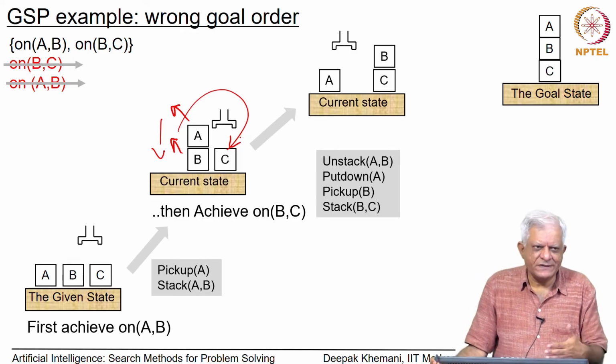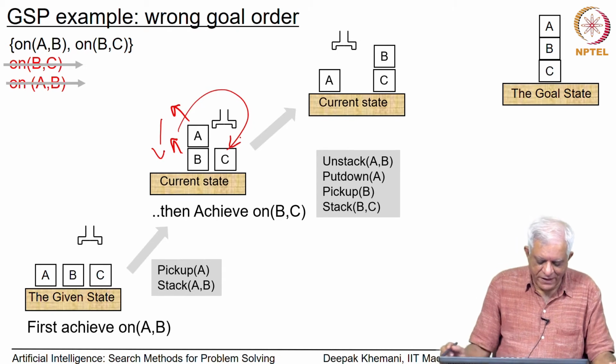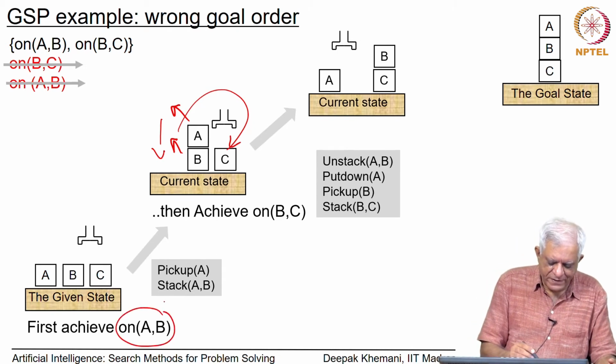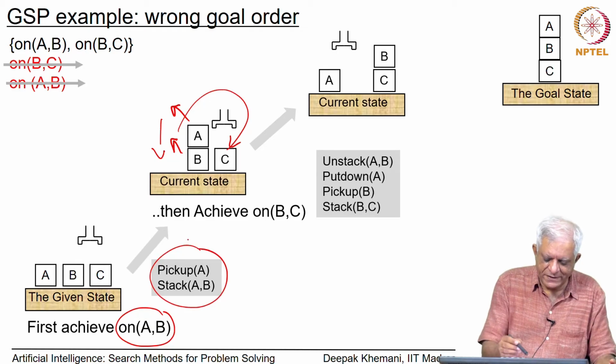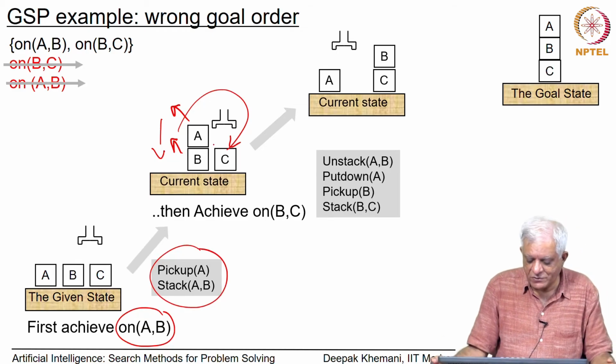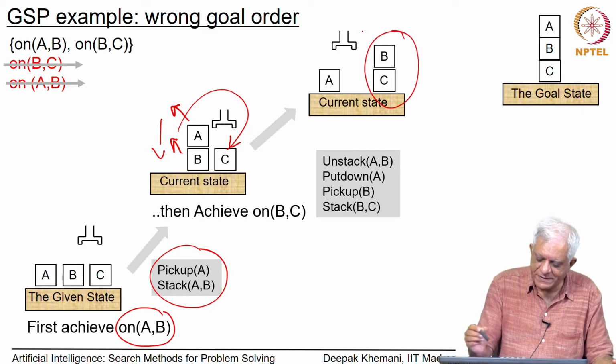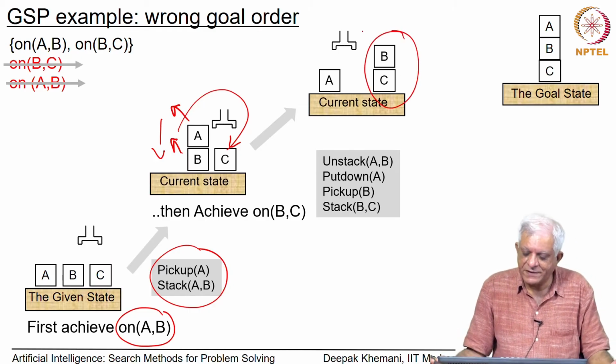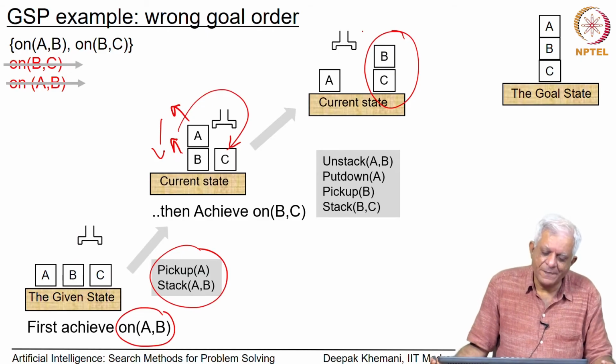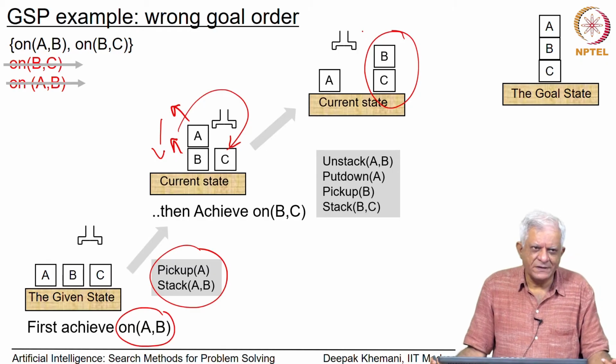Now, notice that first you achieved on A B here, you found a sequence of actions and then you reached a state where on A B was true. Then you achieved the second goal on B C. Indeed, on B C has been achieved here, but the original goal, which was that you must achieve both on A B and on B C, has not been achieved.